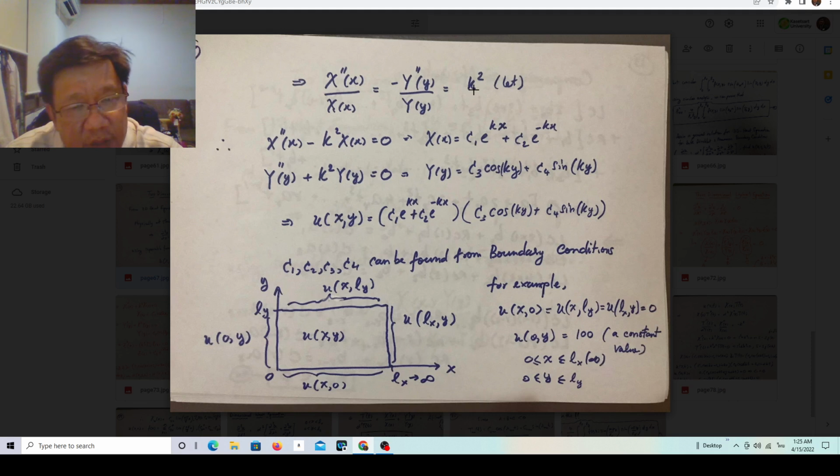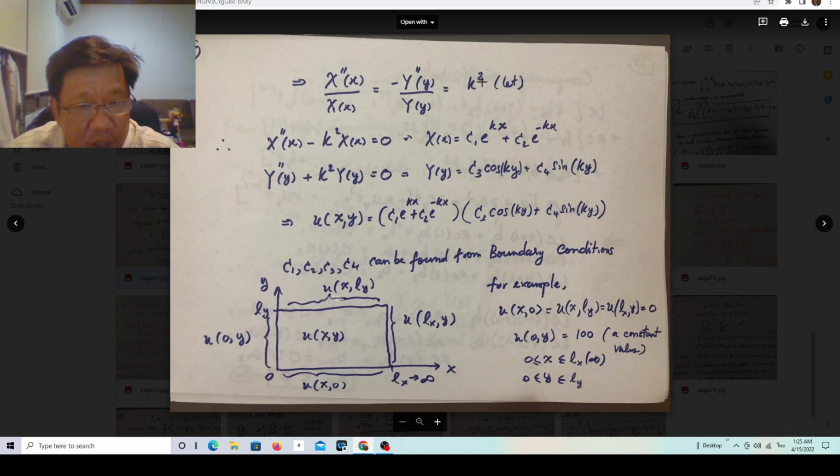But you might be interested that, suppose k squared is negative, it's going to reverse between these two functions. X becomes y and y becomes x, which leads you to the same form of u of xy. So again, in this case we're going to assume k squared, which can be either a positive or negative value.